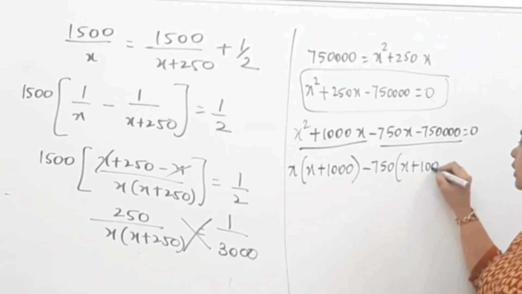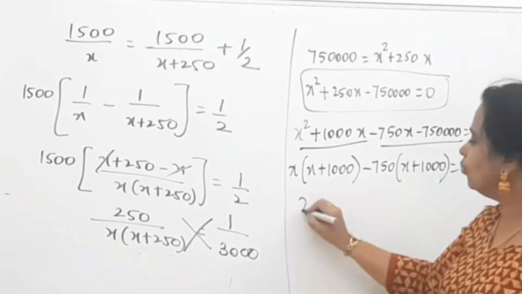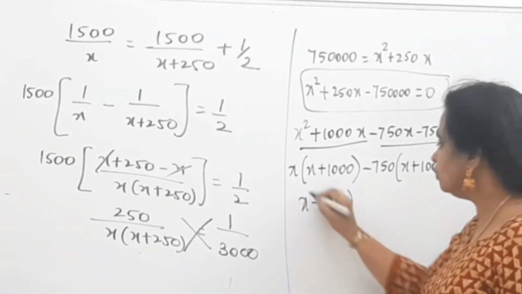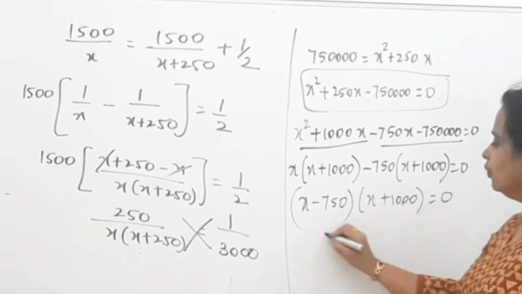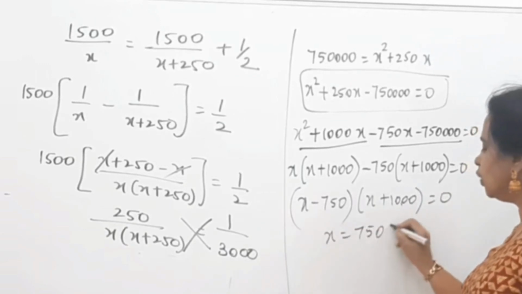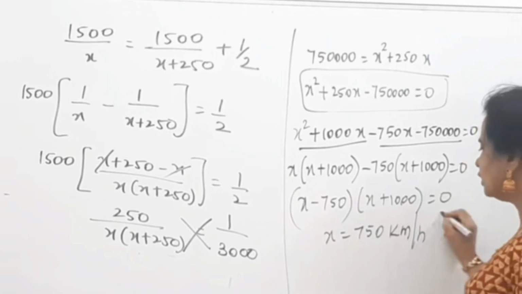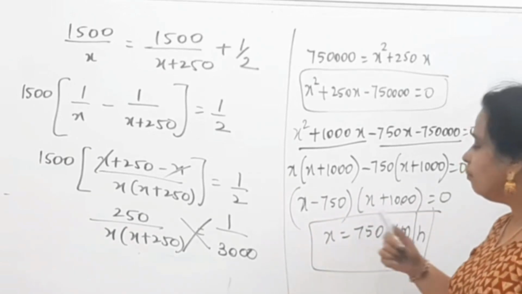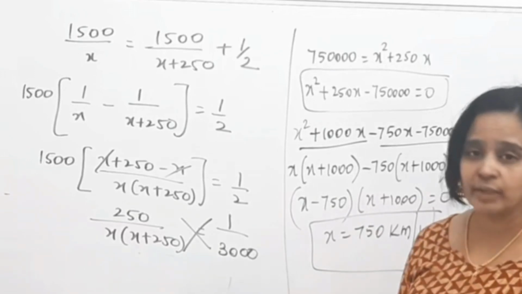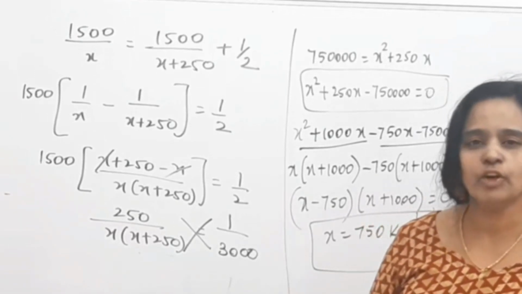Again x + 1000 = 0. So (x − 750)(x + 1000) gives the factors. So x = 750 km per hour is my answer. Since x = −1000 is not possible, my usual speed of the train is 750 km per hour.